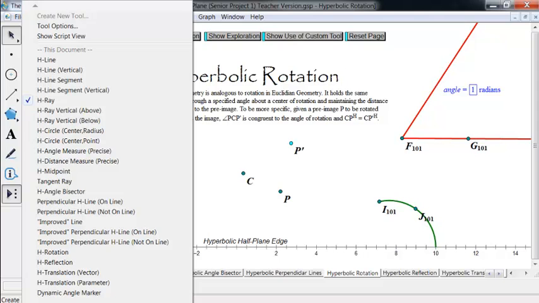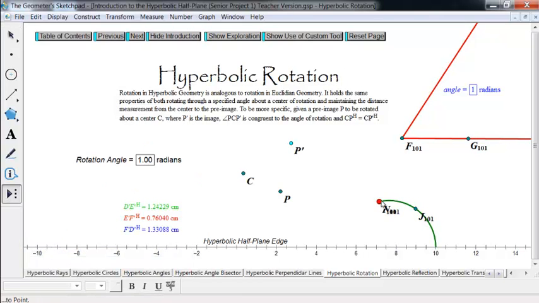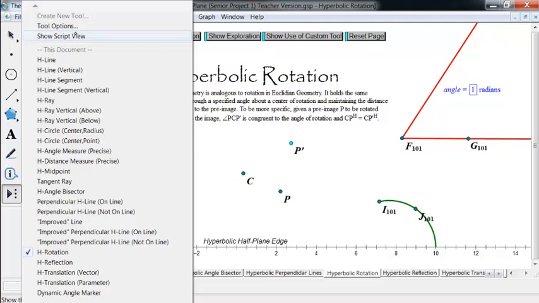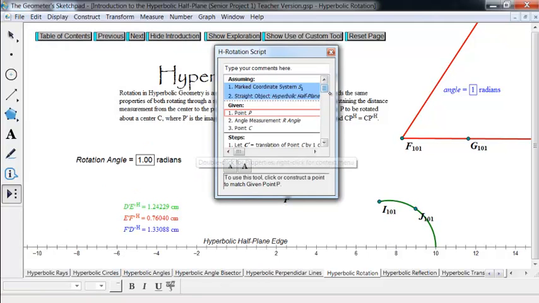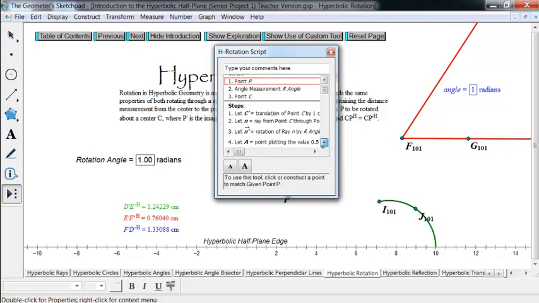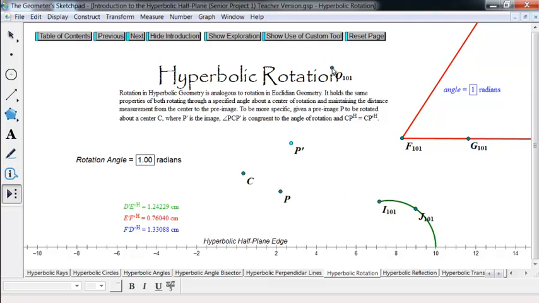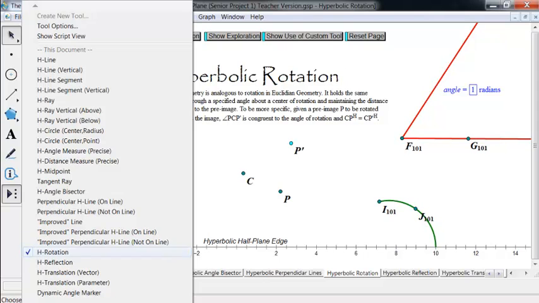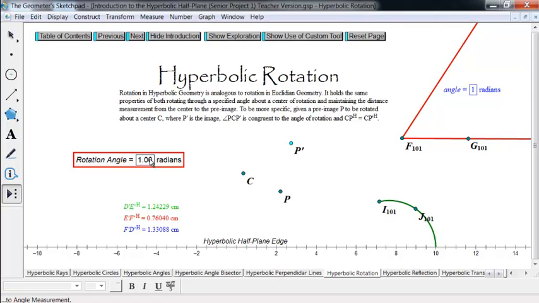Let's see here, H rotation, and I think I click on the center, a radius. Okay, it just rotates one point. Let me remember how this tool works. Okay, it assumes that we have a coordinate system in a hyperbolic plane. We need a point, an angle, and a point, and the first point is, I think, going to be the center. Okay, so let's try this. Point, angle, point. So for H rotation, I think we would click center, an angle, and then a point. And that rotates that 1 radian.